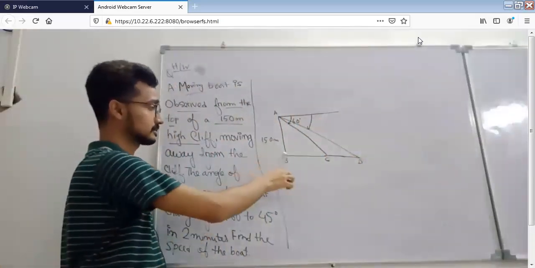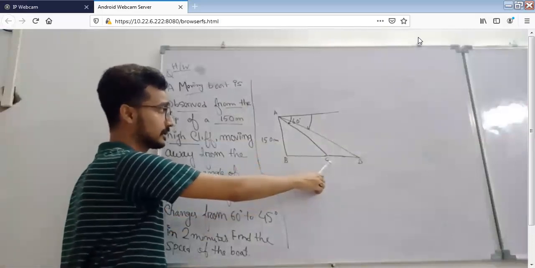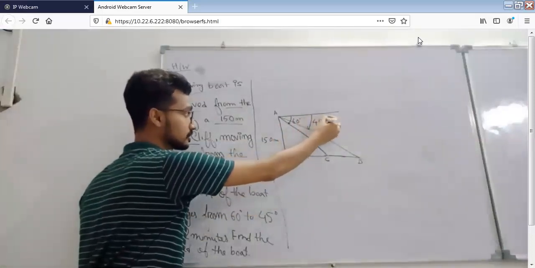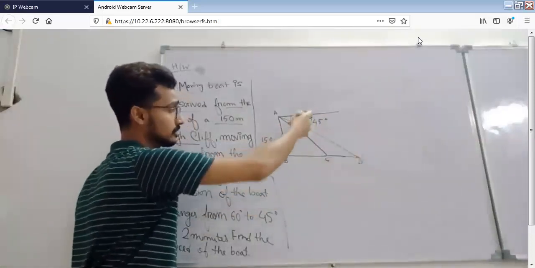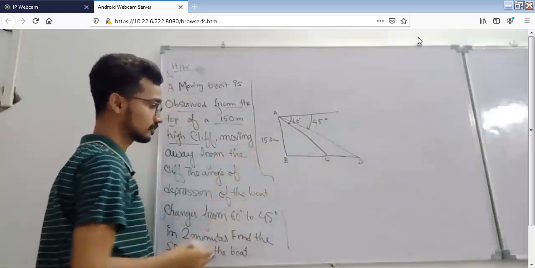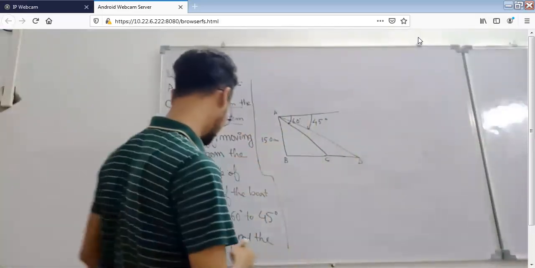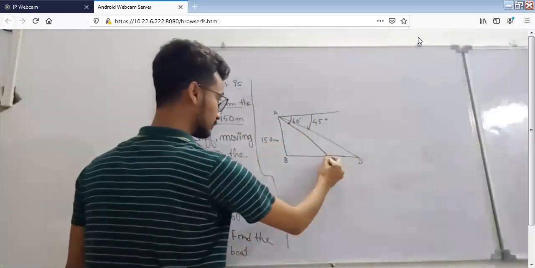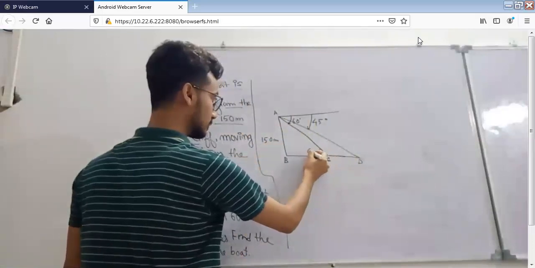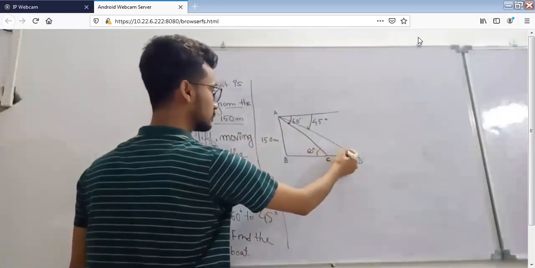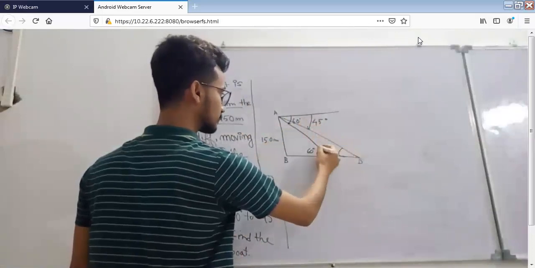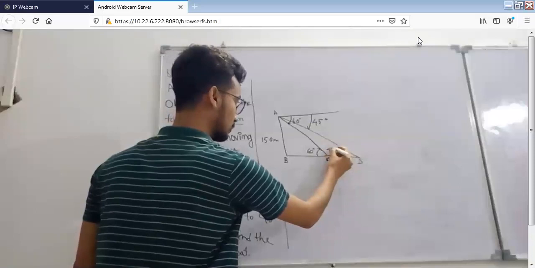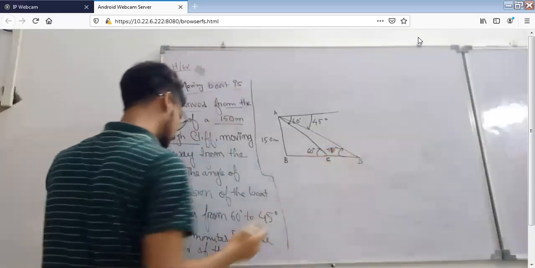When the boat is at the position C, then the angle of depression is 60 degree, and when the boat is at the position D, then the angle of depression is 45 degree. You have to find what? You have to find the speed of the boat. Now see, when it moves from C to D, because this is your alternate angle, this will be 60 degree, and this will be 45 degree. Yes. Now see, you have to find the speed of the boat. That means with how much speed it is moving.